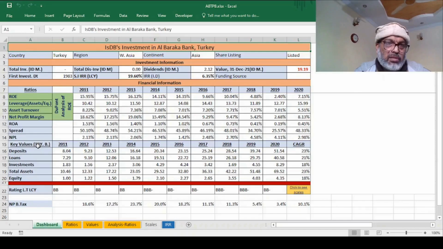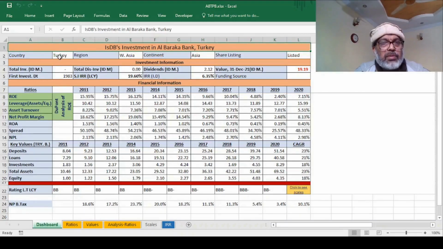Here it is Turkish, probably Turkish lira in billions. So deposits gives you the trend of deposits. Here is the CAGR, the compounded annualized growth rate, which shows the trend. Over the period of 10 years, its deposits have increased by 23% annually, and investments have increased 18% annually. Total assets increased 23%. Equity has increased by 18% annually. And this is the rating given by the banking rating agencies, which is double B, double B minus, and likewise.